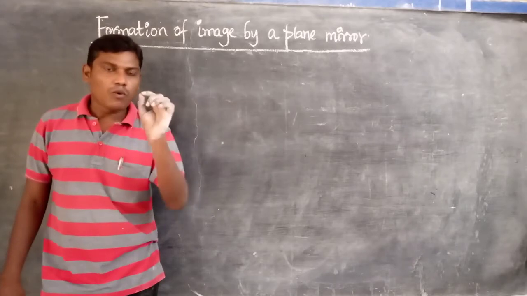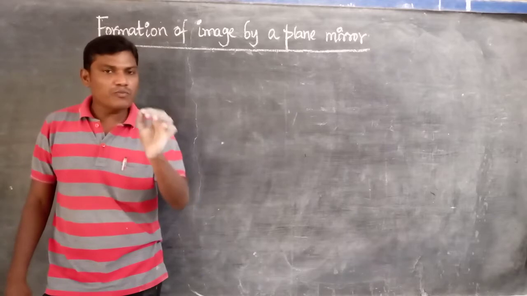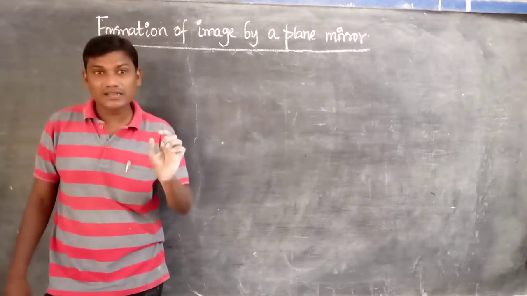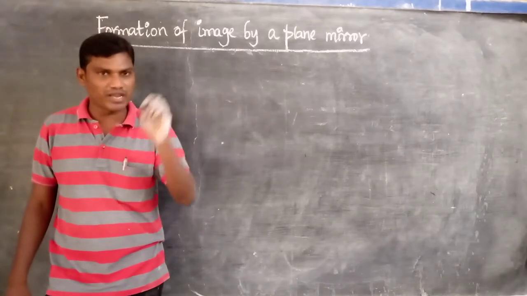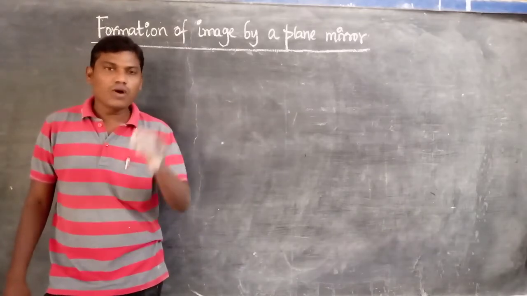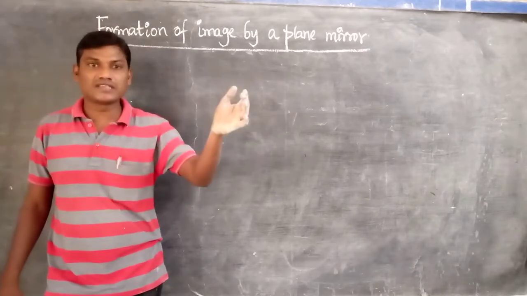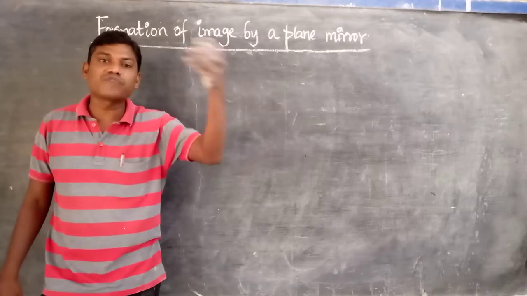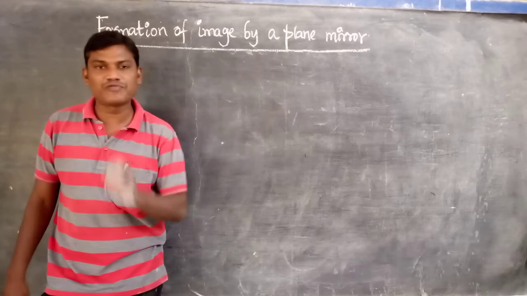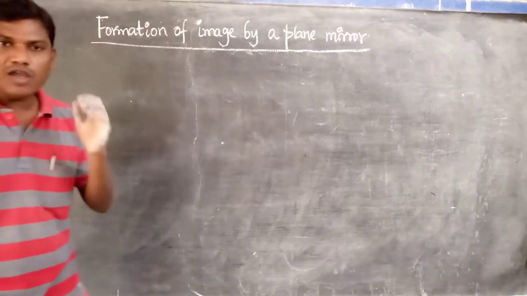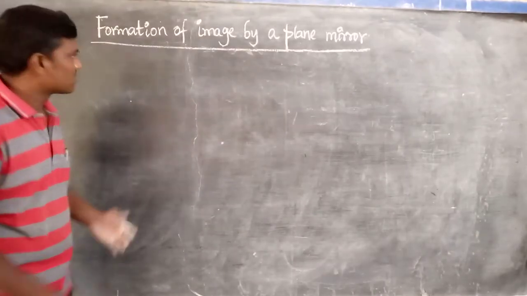In our previous video, in the same chapter, I clearly explained what an image is, how an image is formed, how many types of images there are, and what their names are. That is nothing but real and virtual image. What are the differences between real and virtual images, and which mirrors or lenses form real and virtual images? We discussed that clearly in the previous video. I hope every student understood that video. So now, let us continue.